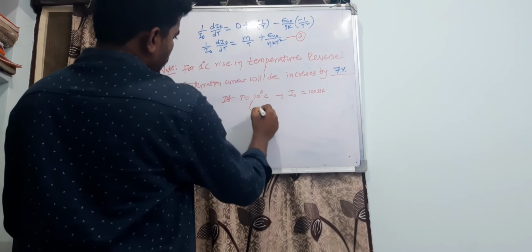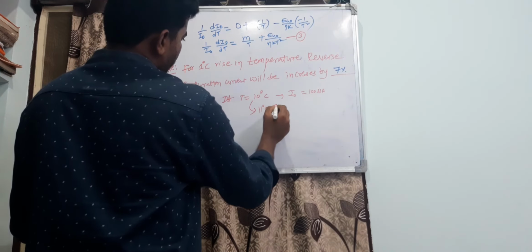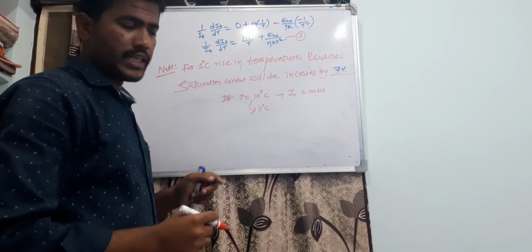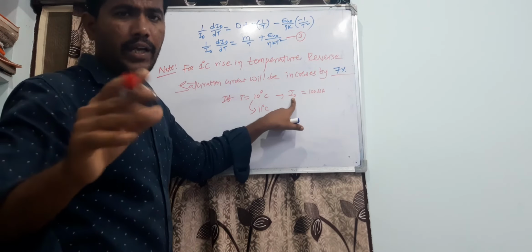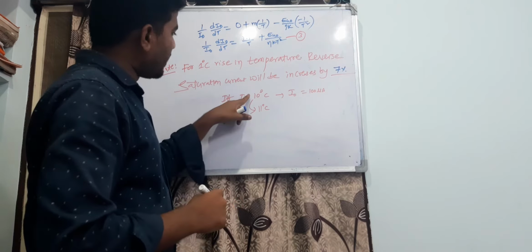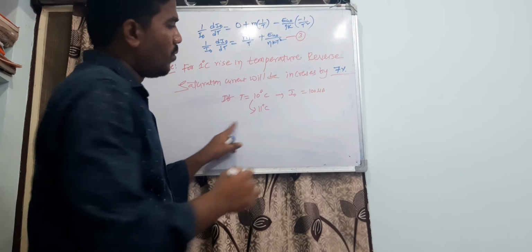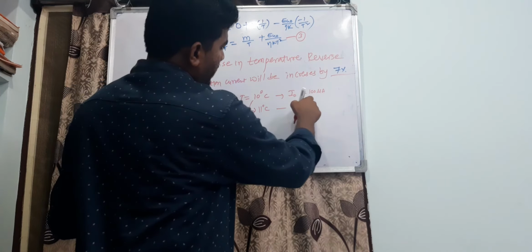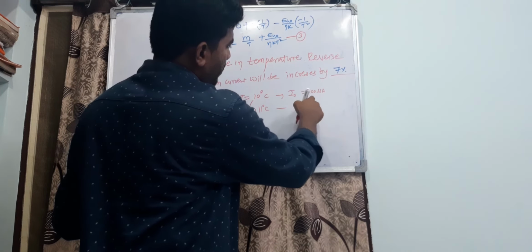If I increase this to 11, that is 1 degree centigrade, for example, I am assuming T is equal to 10 degrees centigrade, the reverse saturation current will be 100 microamps. If I increase this 10 to 11, what happens to this? So what is the percentage? 100 microamps. What is 7% of 100 microamps?